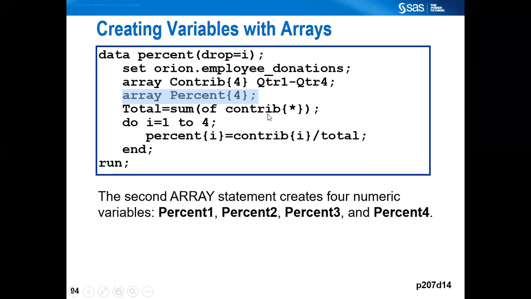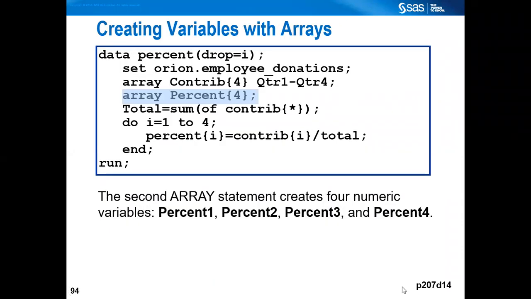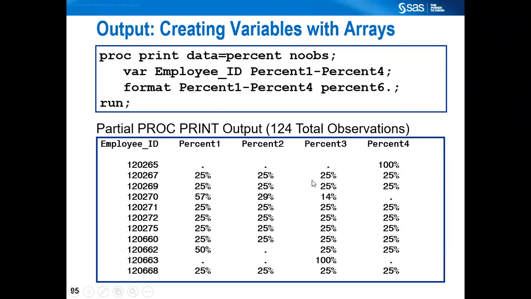Right? So contrib I is nothing but your array for your quarters. Correct? So total is going to be sum of all your quarters. The second array statement creates four numeric variables, percentage 1 to percentage 4. Hence you get this output. All right. Now is it clear why it's getting 100% for the first one and why the rest 25?